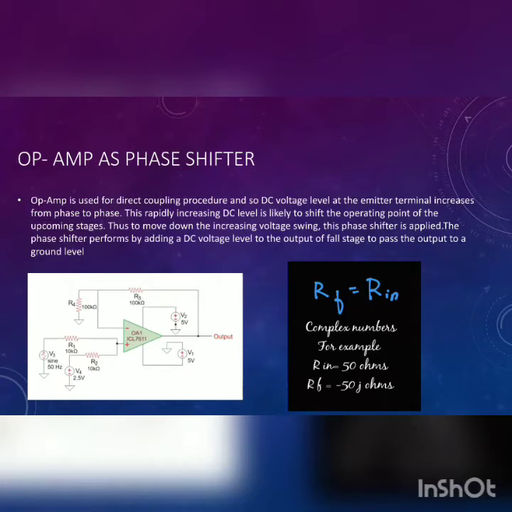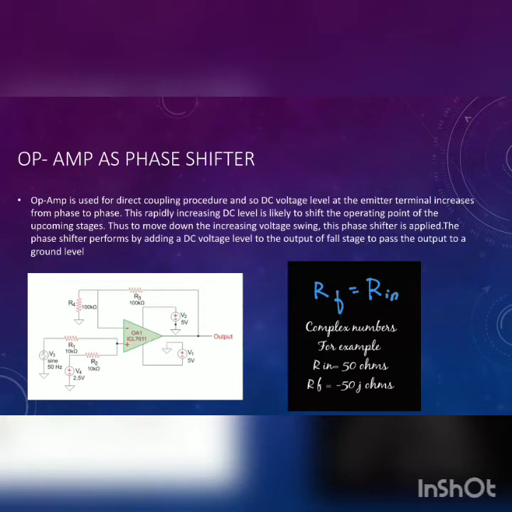Next, moving on to op-amp as a phase shifter. Phase shifting operation also happens when you keep the input impedance and output impedance equal. Op-amp is used for direct coupling, and the DC voltage level at the emitter terminal increases from phase to phase. Thus, to move down the increasing voltage swing, this phase shifter is applied. The phase shifter works by adding a DC voltage level to the output of all stages to pass the output to a ground level.